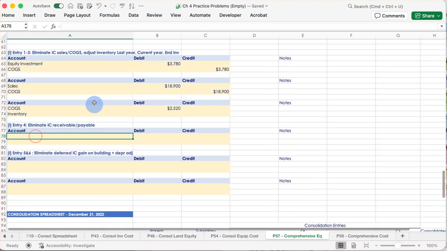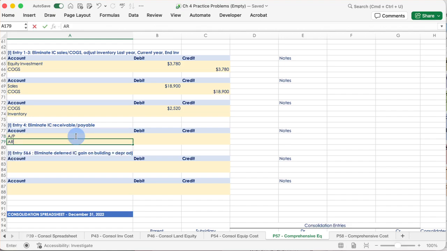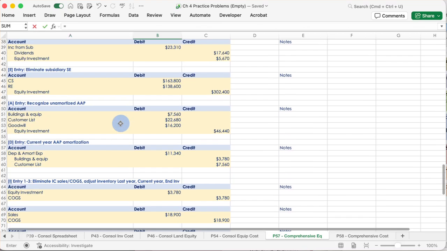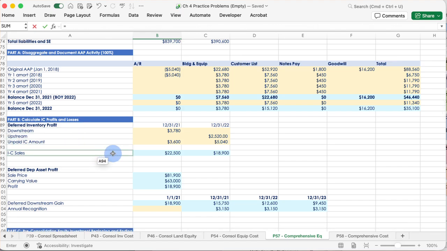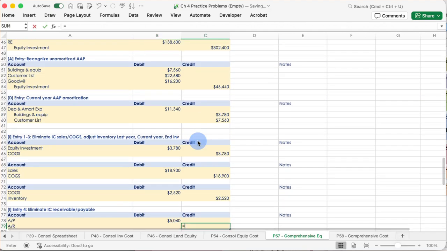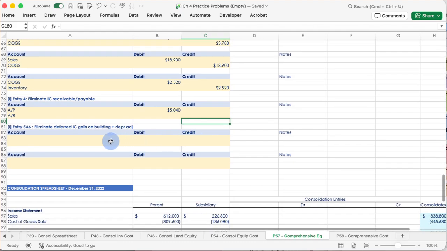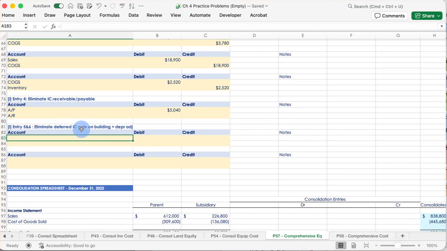And then the last piece of eliminating this intercompany sales is to eliminate the accounts payable and the accounts receivable. Intercompany, of course. And we'll come back up. And looks like, oh, right here. Okay. So the year 2022, and then we have it right here, unpaid intercompany amount of 5,040. So we'll steal that number. And then finally, this process of eliminating the deferred gain and then also the depreciation adjustment.